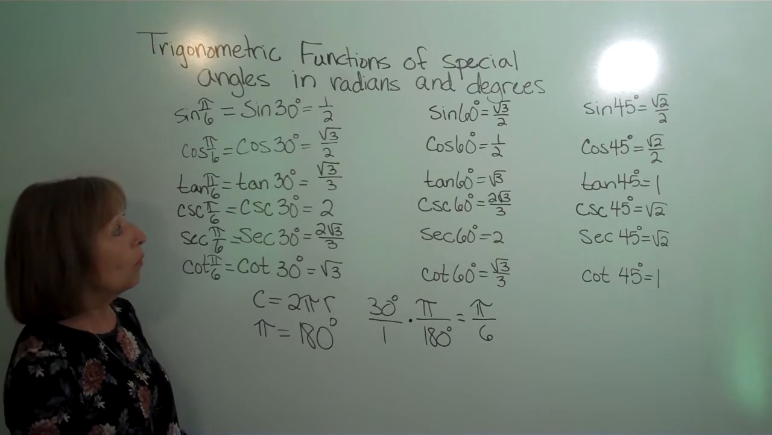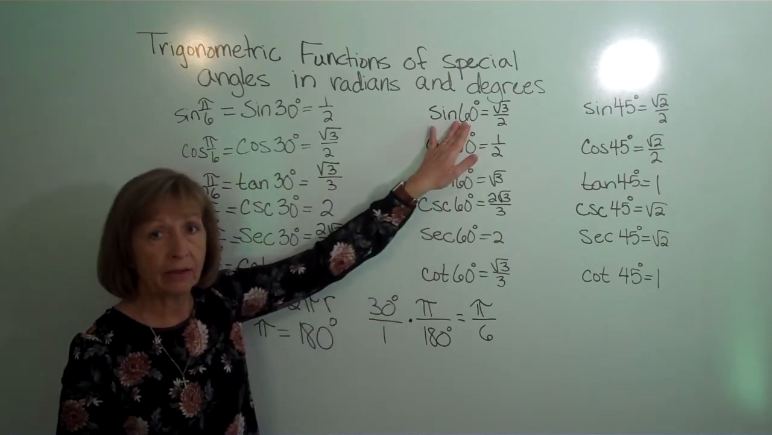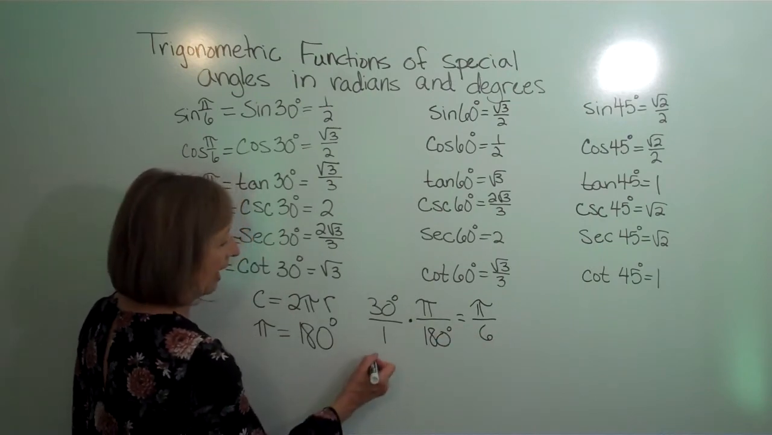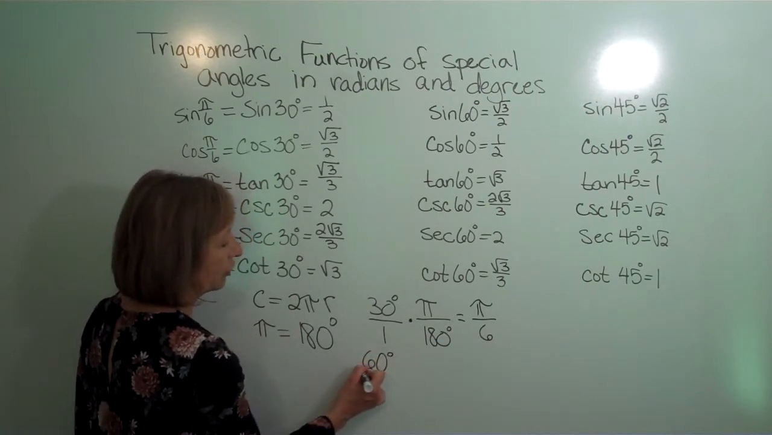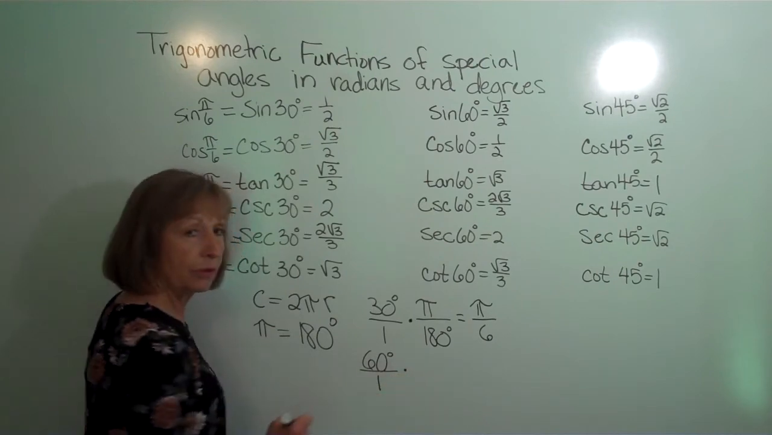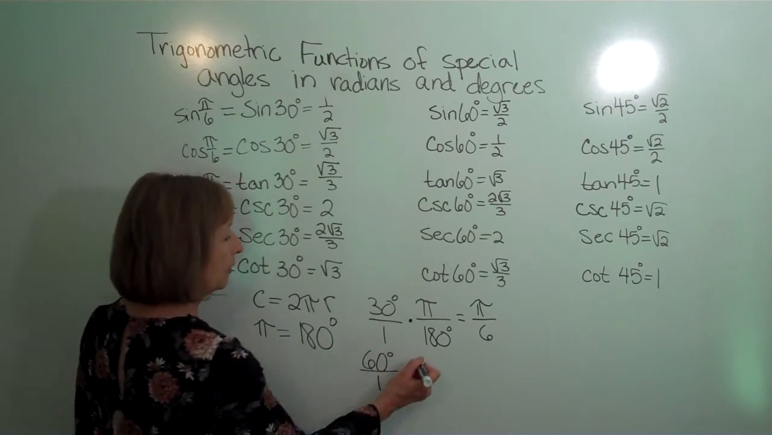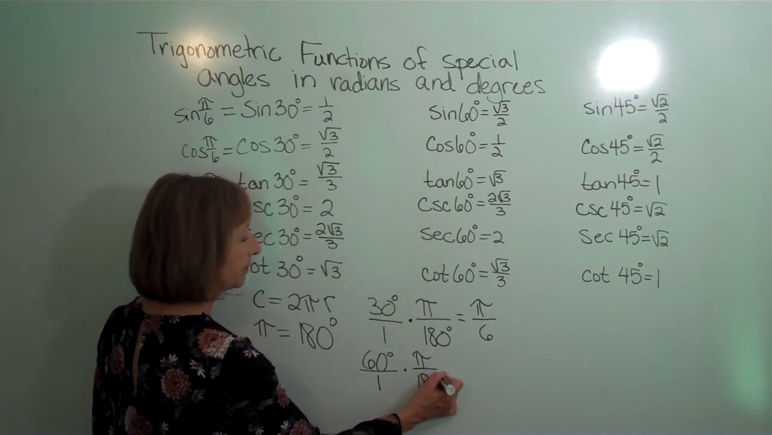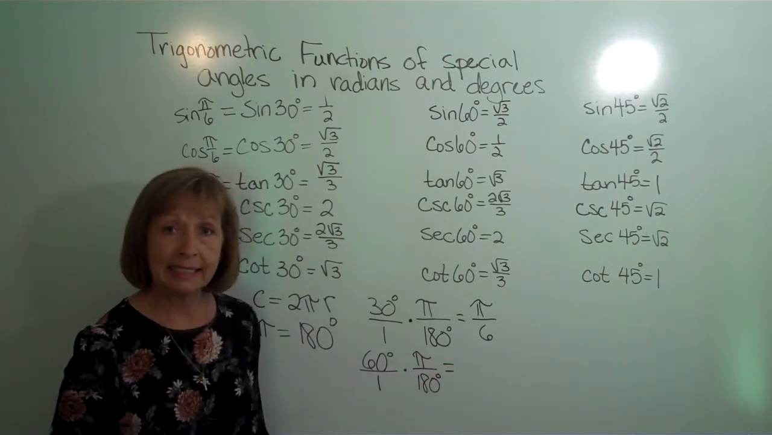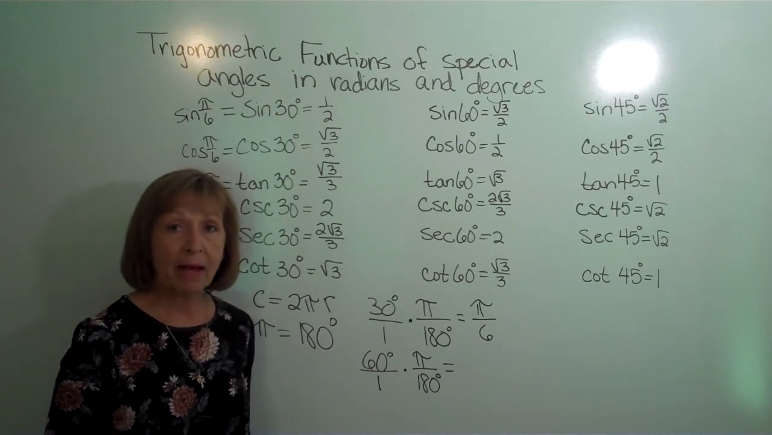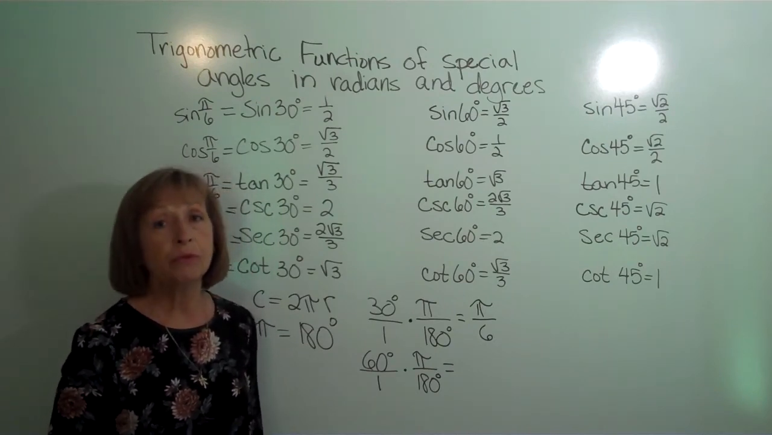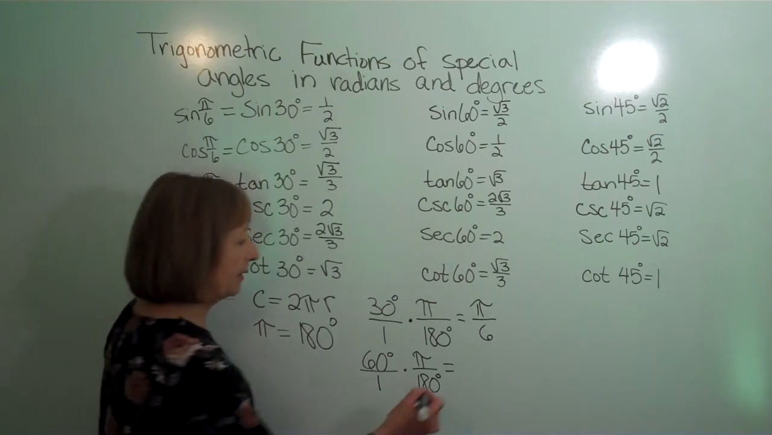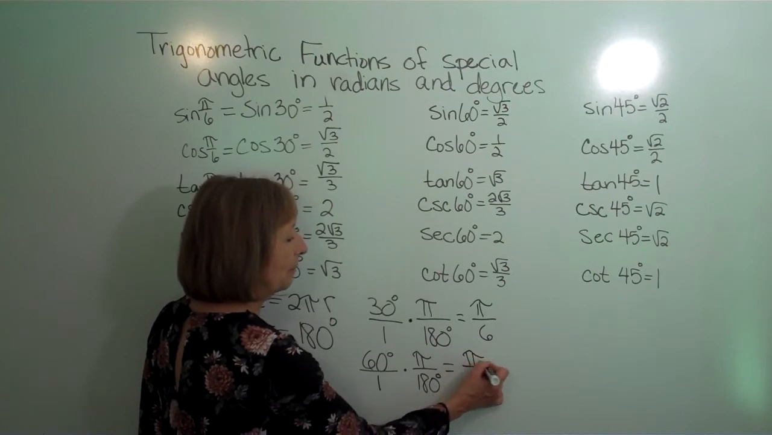Okay, now let's look at what about the 60-degree angle. Well, for the 60-degree angle, we're going to come back and we've got our 60 degrees. We want to change it to radians. So we're going to go 60 degrees over 1. We're going to multiply by the conversion factor of pi over 180 degrees. And when you take 60 degrees times pi divided by 180 degrees, and you remove that common factor pair of 60 degrees in the numerator and the denominator, we get that that's the same as pi over 3.